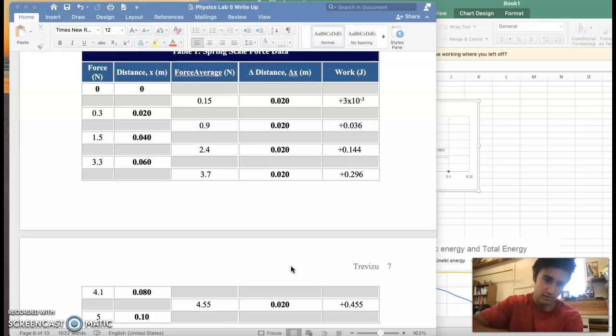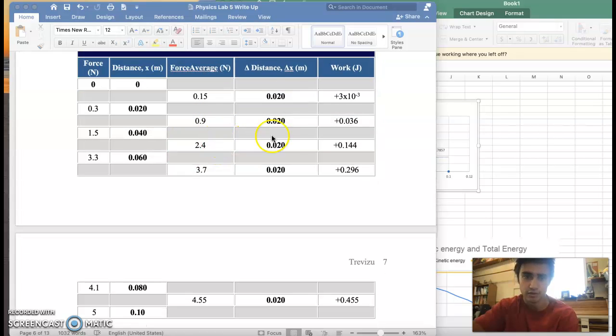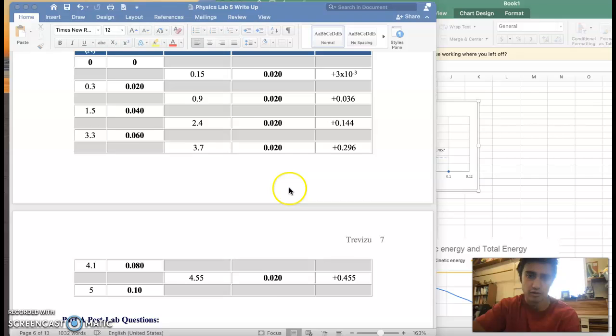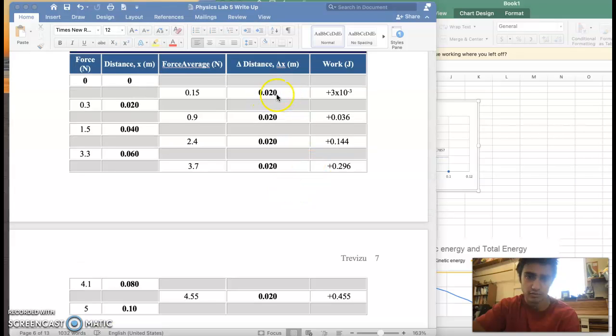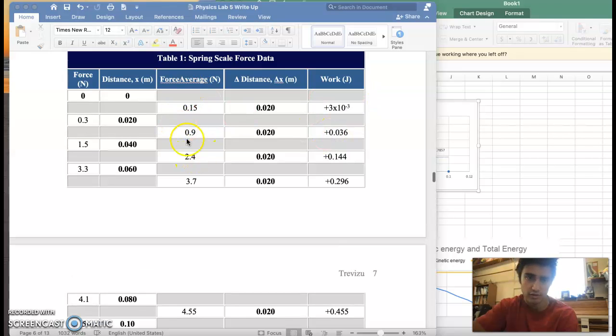My elastic band, my rubber band, wasn't that stretchy, so I had to cut it down quite a bit. So I went 2 centimeters instead of 5. Average out the forces. Distance remained constant, just moving up 2 instead of 5. And then calculate the work by taking this value and timing it by the distance.